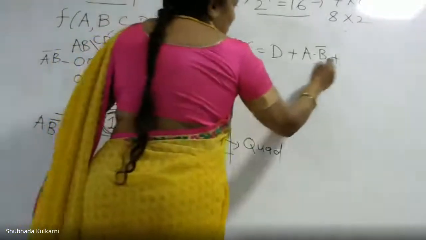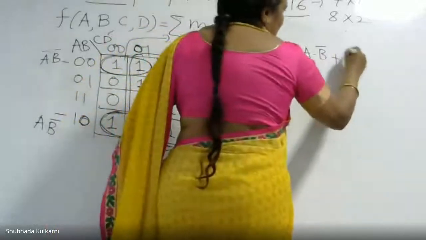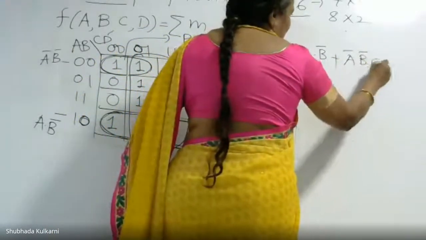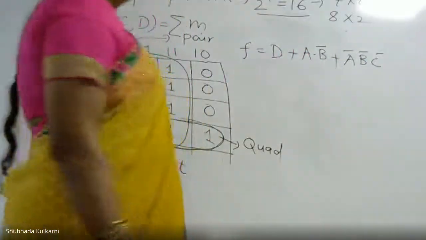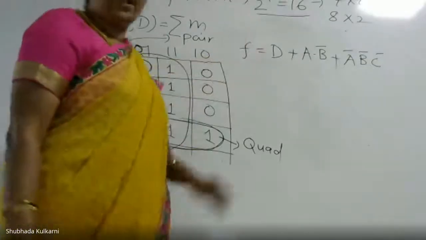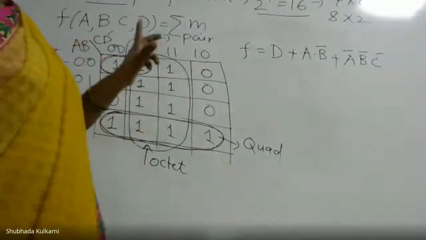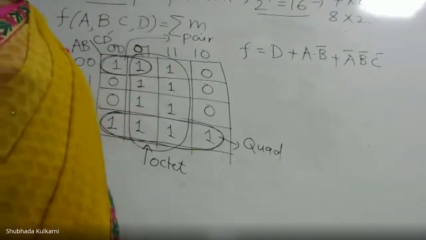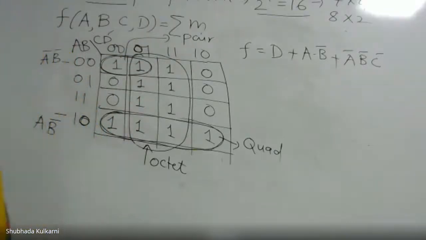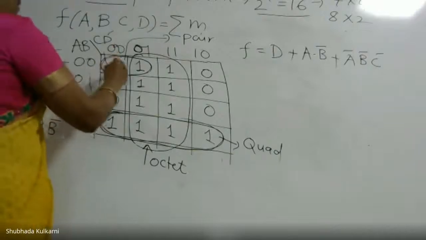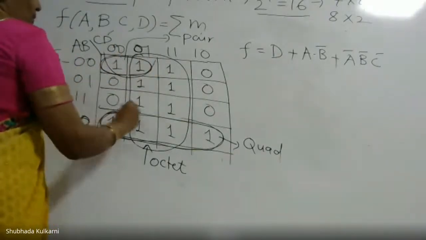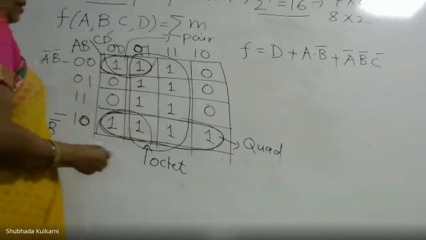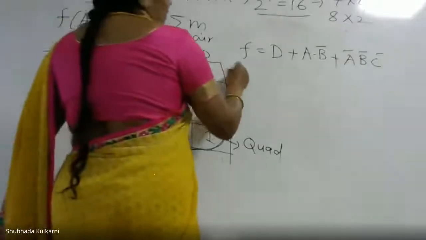So the expression is A bar, B bar, C bar. Now, is it a minimal solution? Yes, it is a minimal solution, but still, further we can simplify, because looking at the K-map, if I had taken these 2 ones with these 2 ones, we could have found the quad, and therefore I will simplify further.